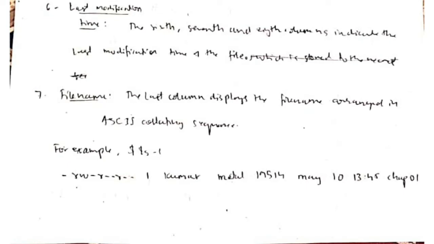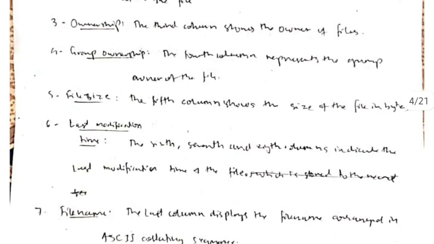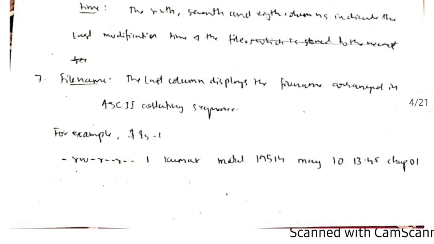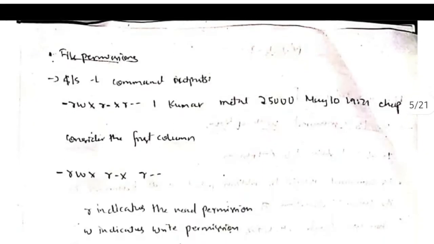For example, if you see here, this is the file type, meaning who has access to read, write and execute the file, and this is the number of links, this is the owner, and this is the group of the owner, and this is the file size. This is the modification date and the file name. So this is the structure of the ls command, and we have the file permissions. The ls -l will have the command output as this one.